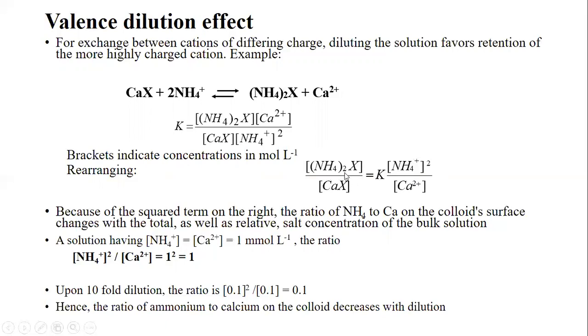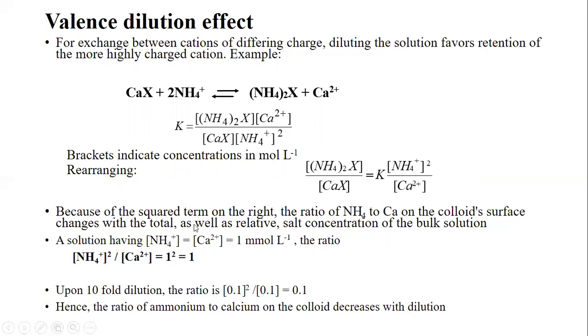So NH4 2X, that's the exchangeable ammonium, over the exchangeable calcium equals K, the K of equilibrium, times ammonium square, remember, because it has a square sign, over calcium. This is in solution. Remember, if you put X, these are exchangeable cations. The ones without X are the cations in solution. Because of the square term, watch that this has square and this one doesn't. We will see what that means.